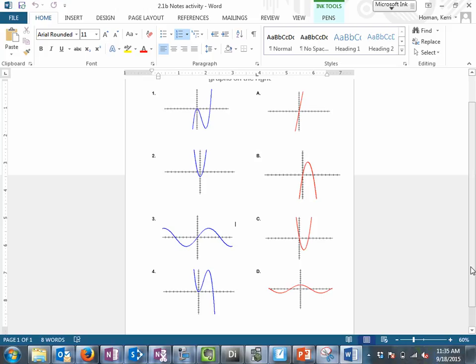Jalen, number one matches up with what? One is C. Do you agree? I agree. Increasing, so positive, switches directions at 0, so it crosses the x-axis at 0. Decreasing, so negative here. And then increasing, so positive.